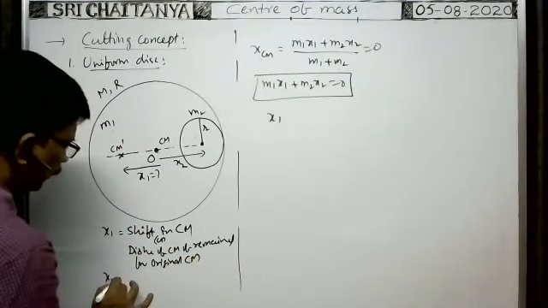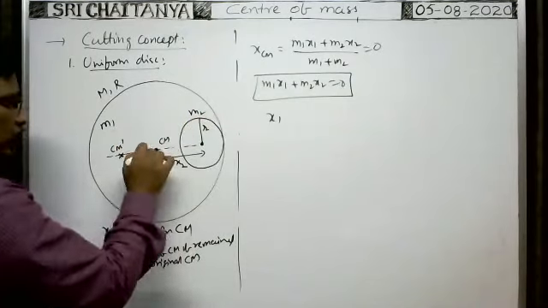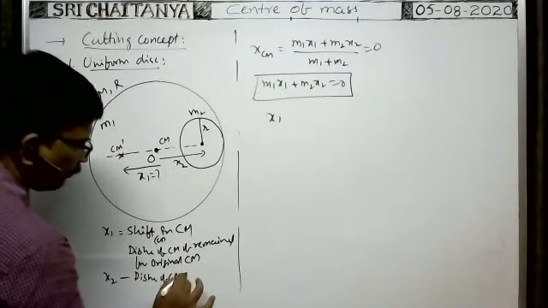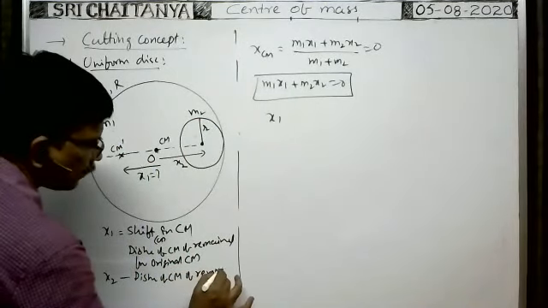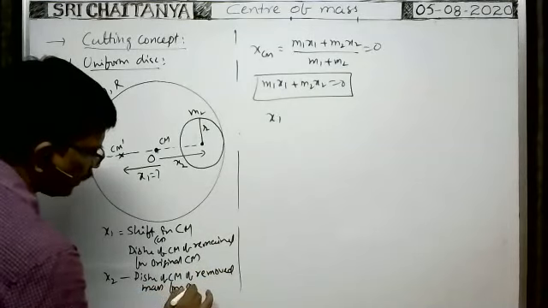Next, x2 is the distance of center of mass of the removed part from the original center of mass. Distance of center of mass of removed mass from original center of mass.